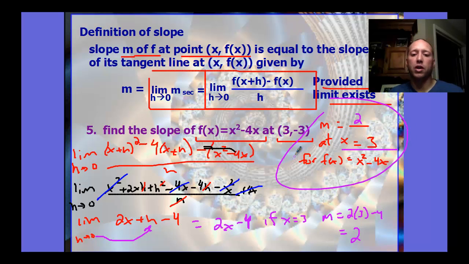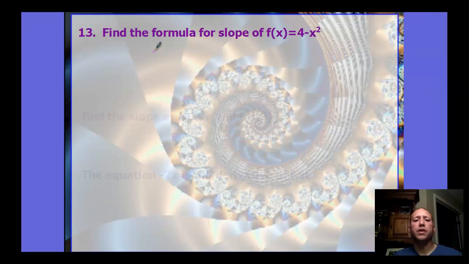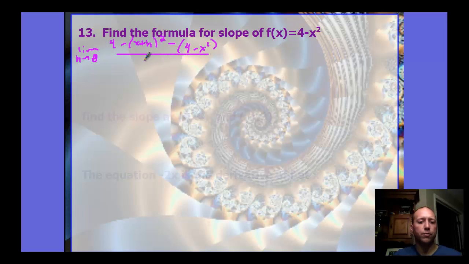So that's what we're going to end up having. Sometimes we can just find the formula. That's kind of just using the difference quotient. The formula for slope is going to be the limit as h approaches 0 of f of x plus h, which is 4 minus x plus h squared, substitute x plus h in that, minus f of x, which is just our function, all over h. So we can simplify.